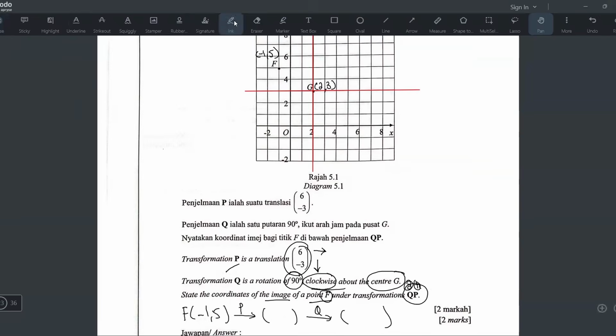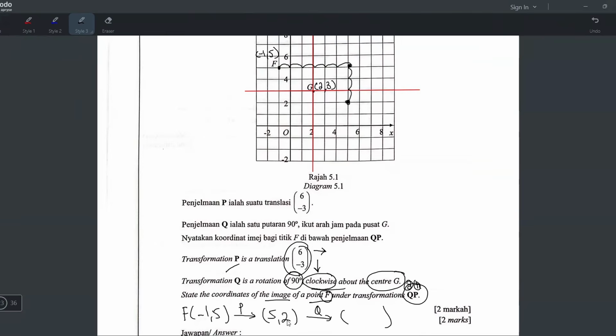So let's go to our point F and then start doing transformation P, which is translation 6 -3. So we can count 6 kotak ke kanan. 1, 2, 3, 4, 5, 6. And not finished yet, have to go down 3 kotak. 1, 2, 3. And as you can see, this is the first image. 5, 2. So you write that down here. 5, 2. But that's not the final answer.